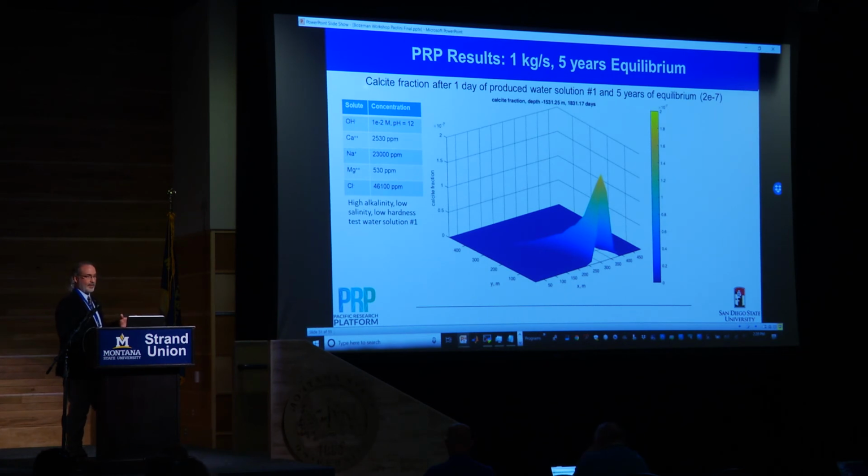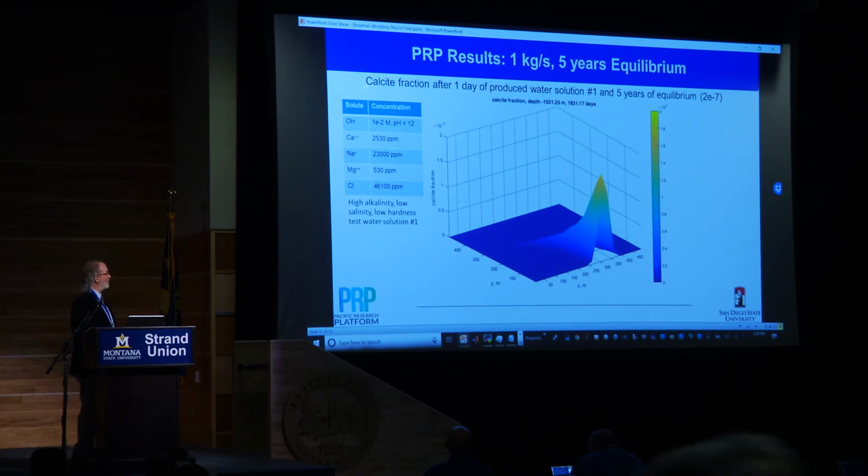Then I stop for a day, I do nothing. And then I inject that highly alkaline wastewater at 1 kilogram a second for 1 day. And then I let the reservoir equilibrate for 5 years. And you can see in that region where saturation was greater than 1, we're seeing the volume fraction of calcite increase. So we're seeing just in 5 years precipitation of calcite occurring at that region where it would have normally taken 100 years to form calcite.